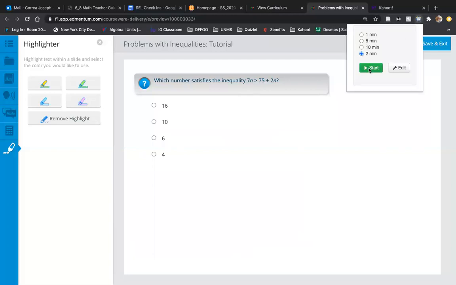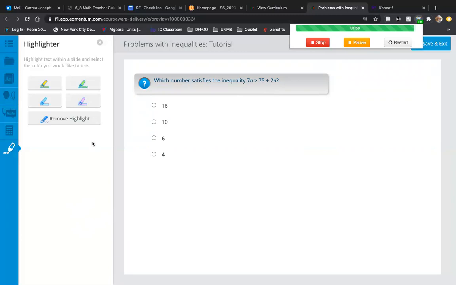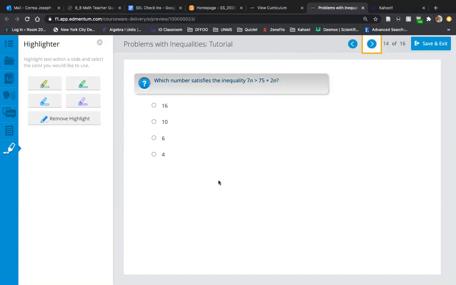All we're doing here is trying to figure out what value of n is going to make this inequality true. So all we have to do, remember, is substitute values in. Just to show you in case you don't have an idea, I would take this 16 and substitute it in here for n, where that 2 went, so it would look something like 7 times 16. Is that greater than 75 plus 2 times 16?